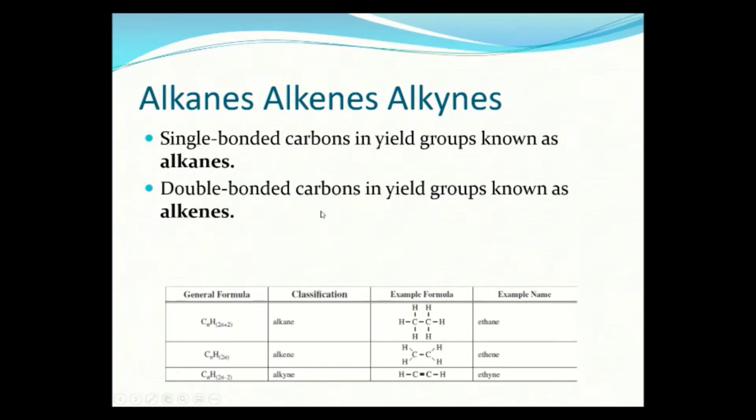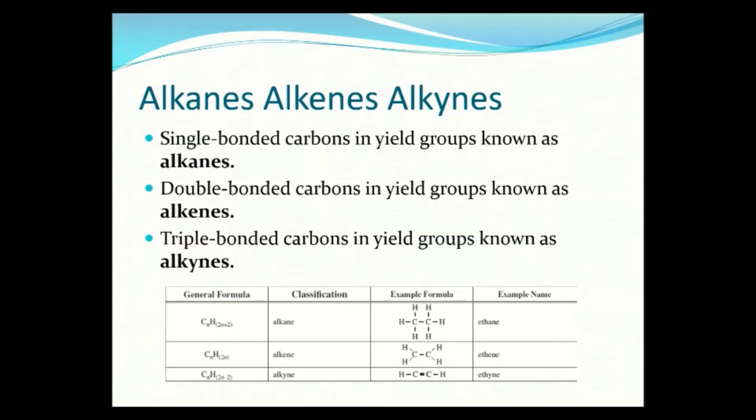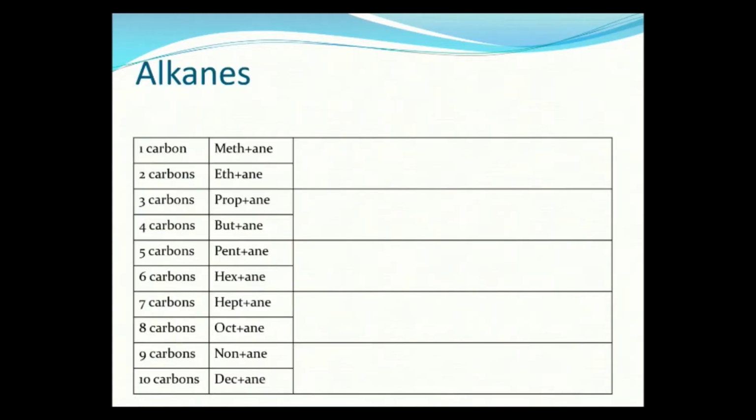Double bonded carbons, they are alkenes. So if we have a double bond here, which shows right there, then you are an alkene. And if you have a triple bond, you're an alkyne. And this picture kind of smudged a little bit. It'll be better in your data booklet, but you can see that there's 3 lines there. And that's what makes an alkyne. So we're going to start off with the easiest ones, which are alkanes.